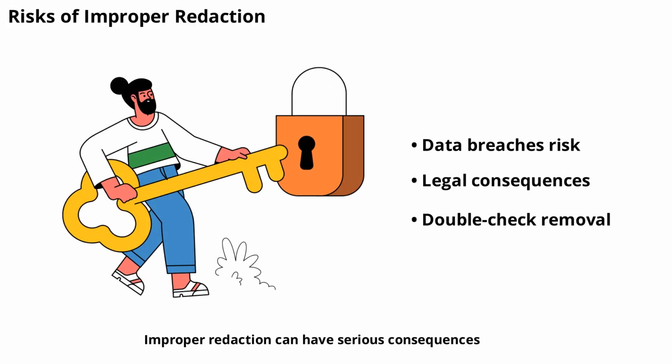Improper redaction can have serious consequences. If sensitive information is not fully removed, it may be possible for others to recover it using digital tools or by manipulating the document. This can lead to data breaches, legal issues, or harm to individuals. That's why organizations must use reliable redaction methods and double-check that all sensitive data is truly gone before sharing documents.